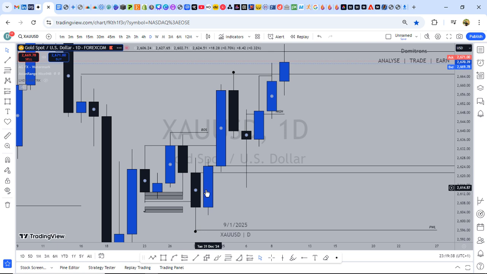Now understanding how the banks or smart money work, they don't quickly put all of their investment.